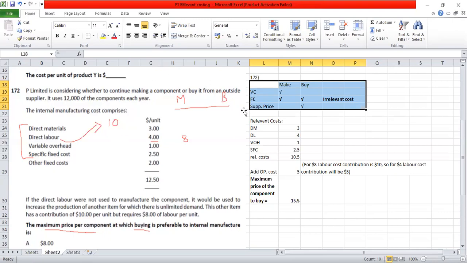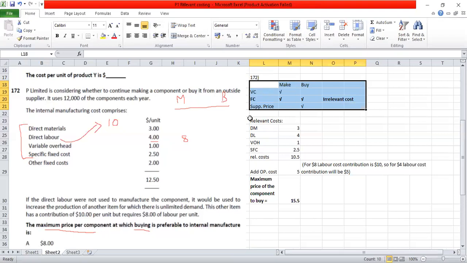They divert it to some other product. So when they divert it, they can get a contribution of 10. But 10 can be earned only when $8 labor cost is incurred. Right now, how much labor cost are they incurring? Only $4. So when they incur $4 labor cost, contribution also will be only 5. So that is an opportunity cost, which they will be foregoing if they make that. If they do not make that, they buy it, they can earn that.